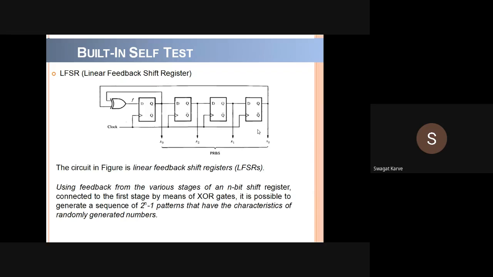And this LFSR you can arrange in a serial way, or you can arrange it in a parallel way. You can arrange the storage elements, that means D flip-flops, serially or in parallel. Doesn't matter, depending upon your application. And what is the difference between the serial arrangement and parallel arrangement? The difference is only in operating speed.